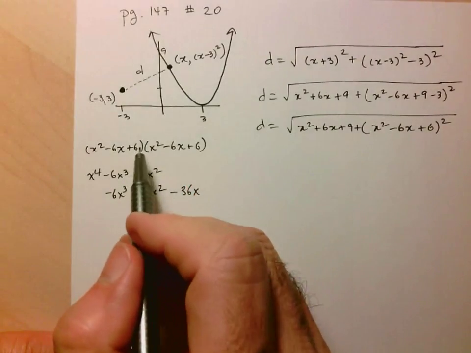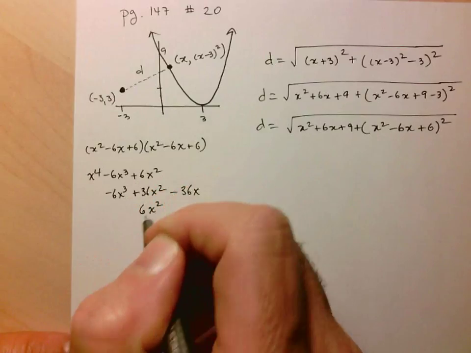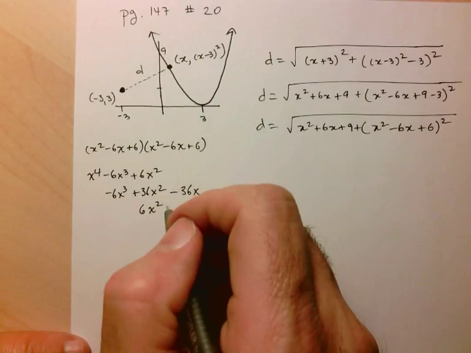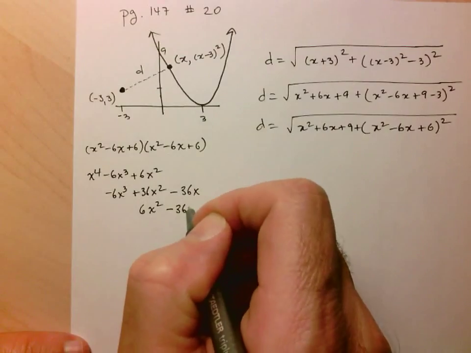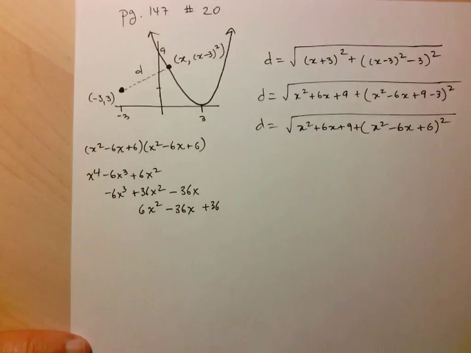And lastly, let's do this one here: 6 times x squared. Notice how I'm lining things up. 6x squared, minus 36x, plus 36.